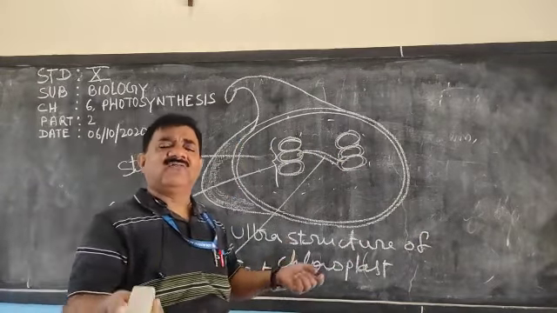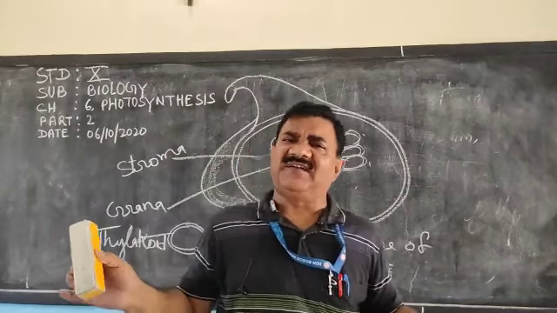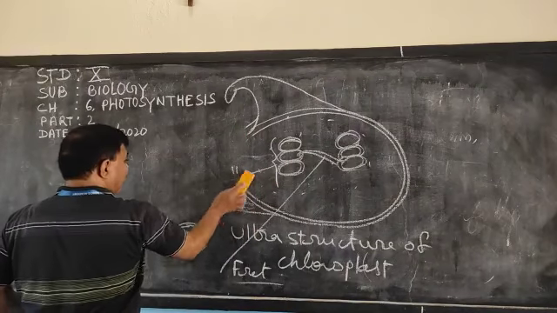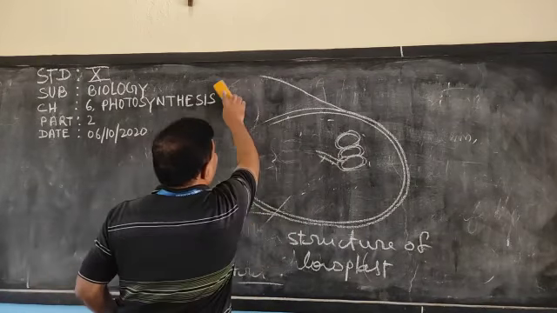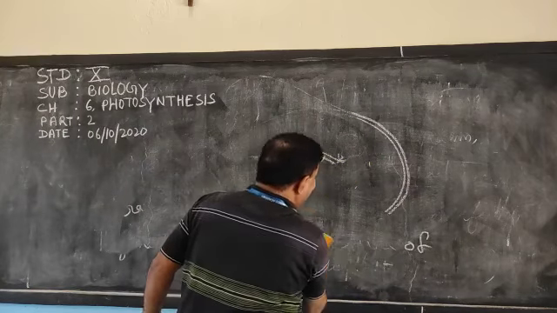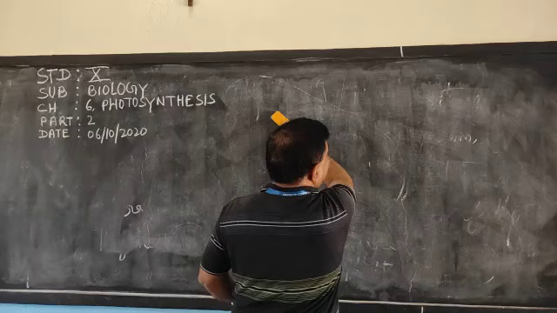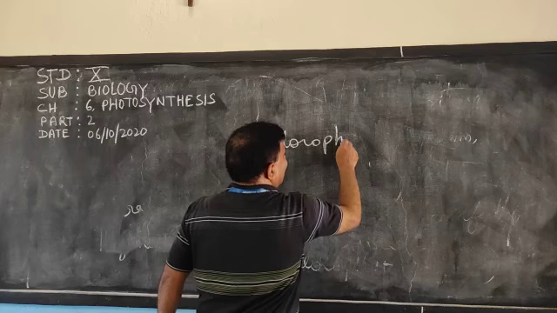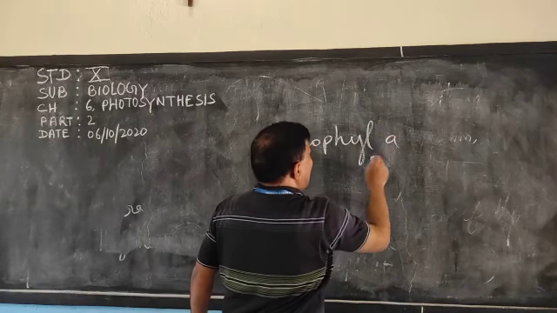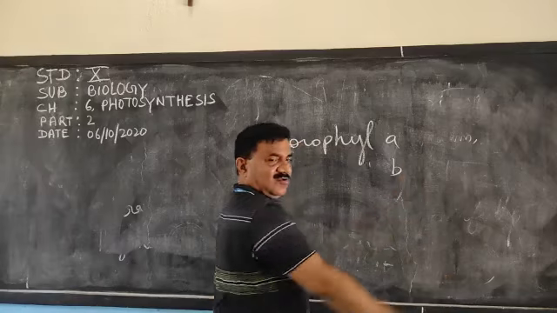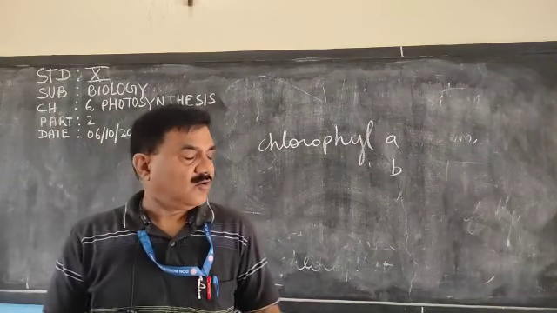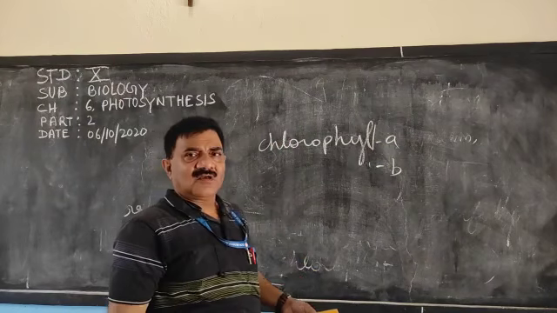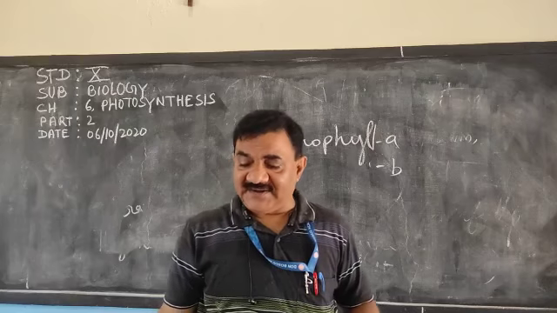Now, we know only chlorophyll, but there are different types of chlorophyll, and two are very important. One is chlorophyll A and the other is chlorophyll B. Many types of chlorophyll are there, but two types are important.